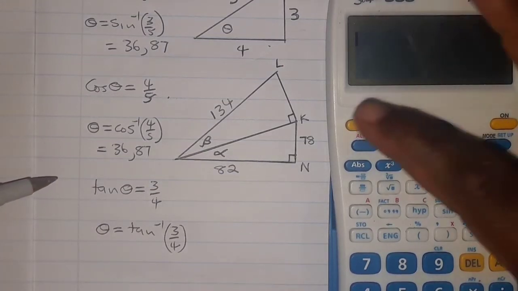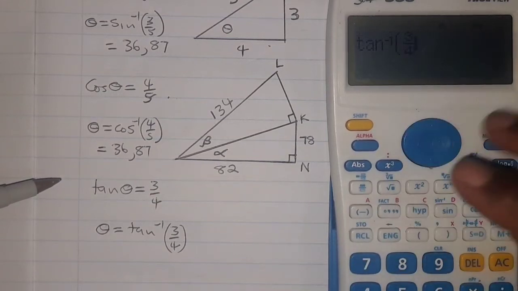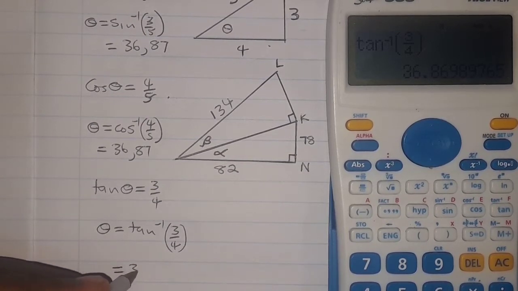The inverse of tan 3/4. That gives us 36.87, rounded off to the nearest 2 decimal places.